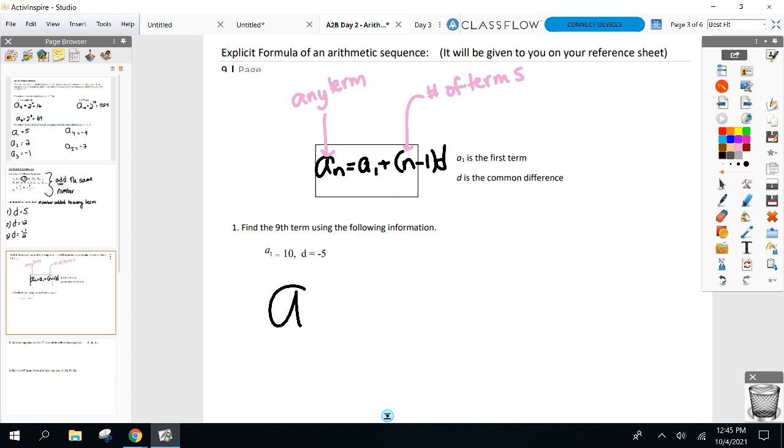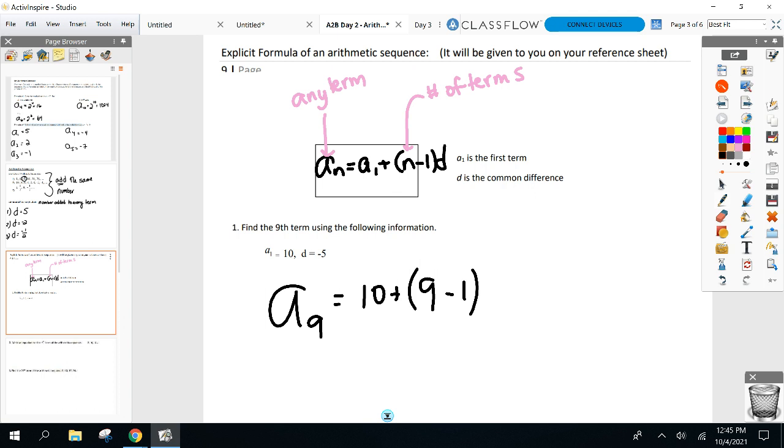Here we go. What term am I finding? 9. So what am I about to plug in for n? 9. Remember that. a sub 9 equals first term, 10, plus, how many terms am I dealing with? Even if you don't know that, what did I just plug in for n right here? Whatever you plug in for that n, you better plug in for that n. They're the same thing. Everyone see that? 9 minus 1. And what's my d value?